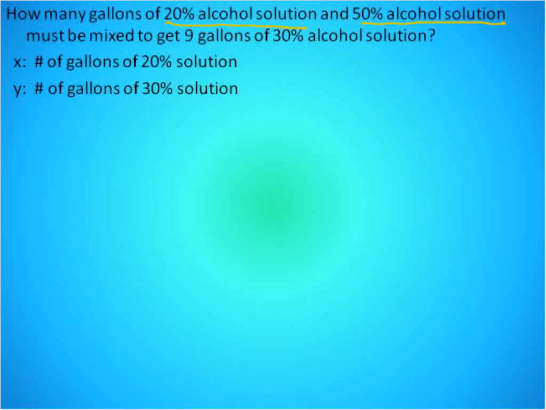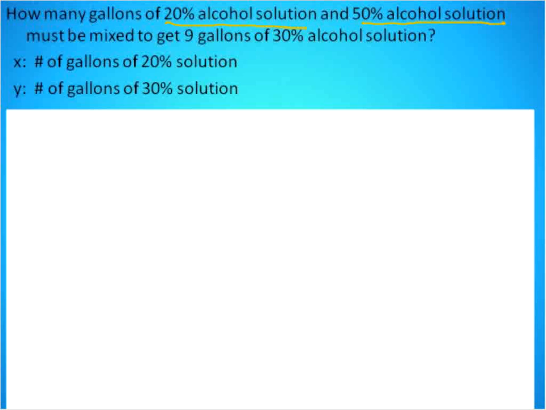So again, we know that we need 9 gallons total for these two. So our first equation comes from adding x and y. We know that we want that to be 9, a total of 9 gallons. Now, the x variable has to be 20% alcohol solution. So we're going to take the number of x gallons, which would be x, and multiply it by 0.2 because we wanted to have a 20% alcohol solution.